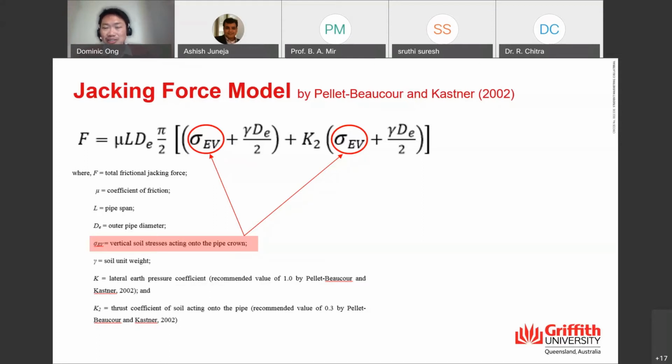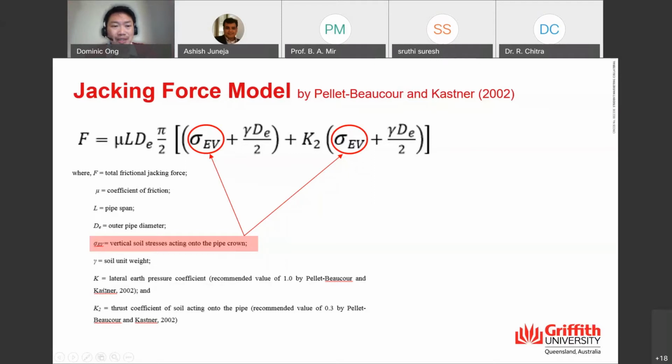Out of those 3, we decided to use the jacking force model by Pellet-Beaucour and Kastner to represent our case, simply because it considers the vertical overburden stresses acting on your pipe crown as well. So in a way, it considers the arching effect as well. Sigma EV in the Pellet-Beaucour equation seems to be the one that would give us a reasonable estimate of what we are trying to do. As you can see here, F is your jacking force. The coefficient of friction is the one that we are going to back analyze to obtain the coefficient of friction for the entire alignment of jacking.